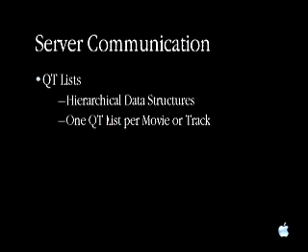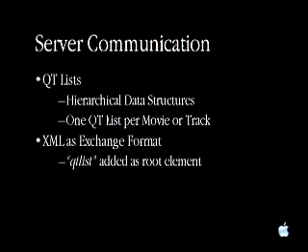There's one Qt list per movie or track, so you can have multiple Qt lists in a movie. We are using XML as an exchange format to send these to and from servers. In order to make them work as XML, we do add a root element called Qt list, because a Qt list structure in a QuickTime movie can have more than one root element. It's important to note that Qt lists are very useful for things that are not related to server communication. And I'll show you some stuff about that in a little bit.